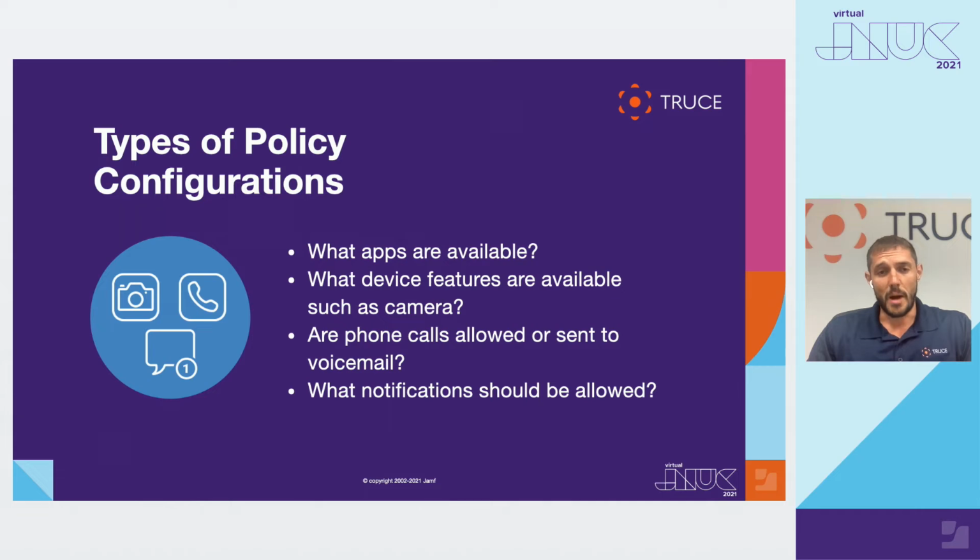So what are some types of policy configurations? Obviously we can specify which applications are available, but we can also configure device features, like is the camera enabled or is the camera disabled? We can also look at phone calls. Do you want to allow phone calling for this device? Perhaps all calls should go to voicemail while you're in a high-risk area. While driving a vehicle, maybe you only want to allow hands-free calling and all other calls go to voicemail. This is great for abiding by local, state jurisdictions around hands-free usage in a moving vehicle.